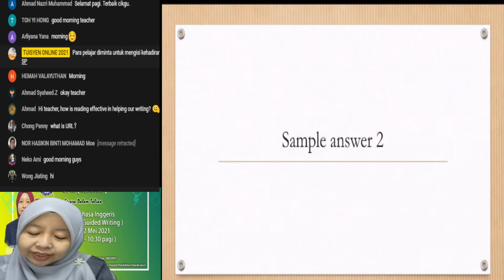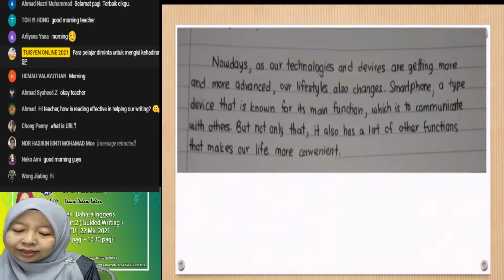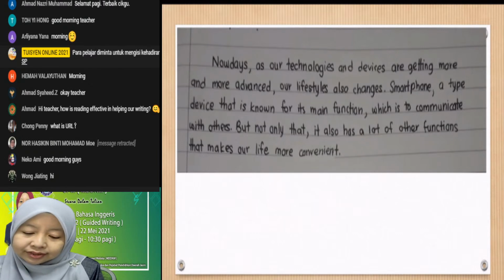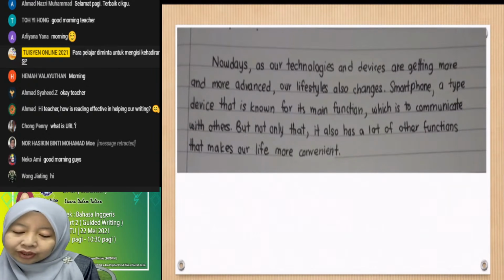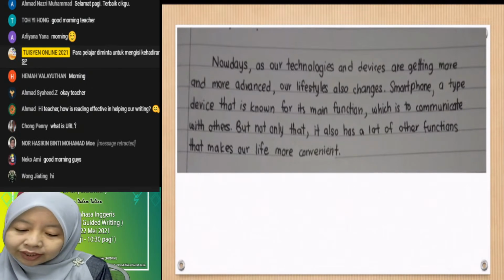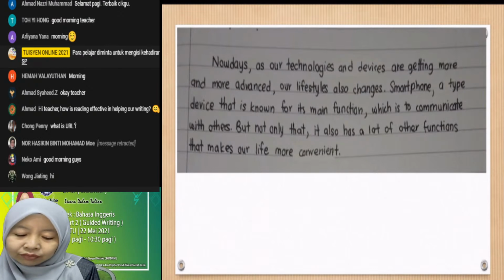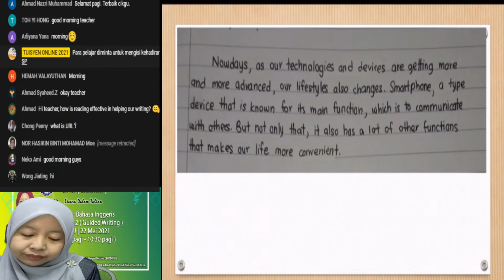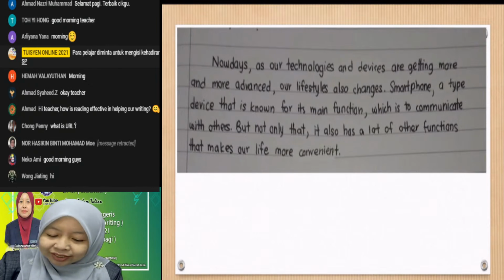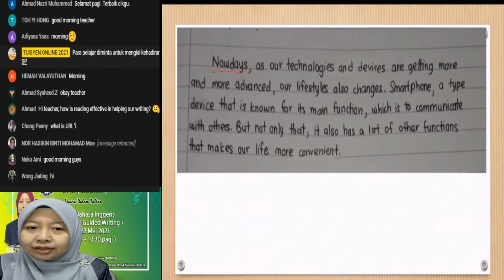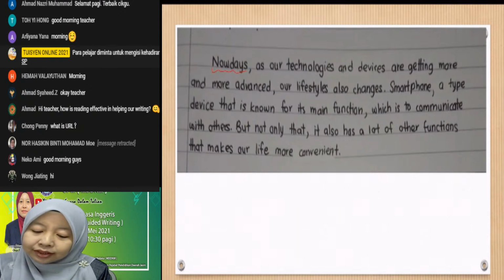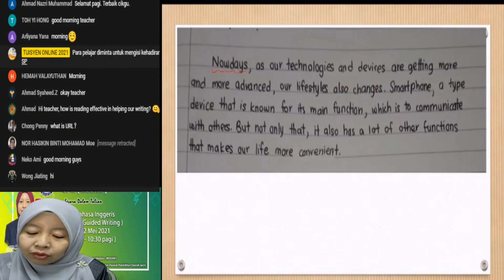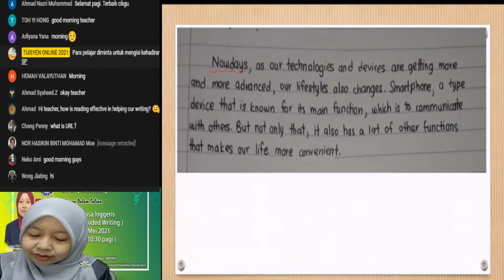Okay. Nowadays, as our technologies and devices are getting more and more advanced, our lifestyle also change. Smartphone, a type of device that is known for its main function, which is to communicate with others. But not only that, it also has a lot of other function that makes our life more convenient. Okay, check on the errors first. Okay, the word nowadays doesn't spell correctly. Okay, as our technologies and devices are getting more and more advanced, our lifestyle also change. Okay, good intro.